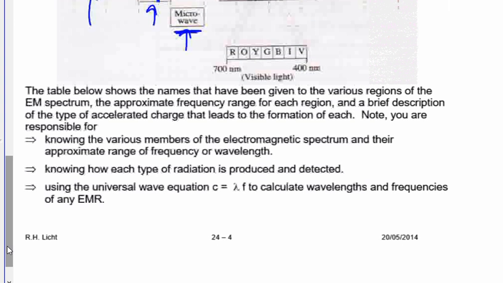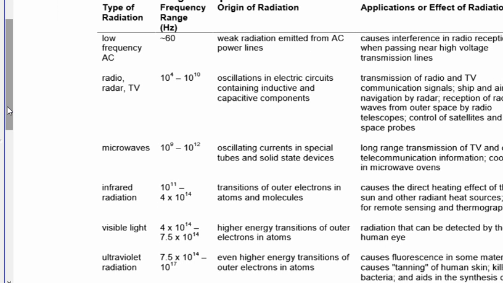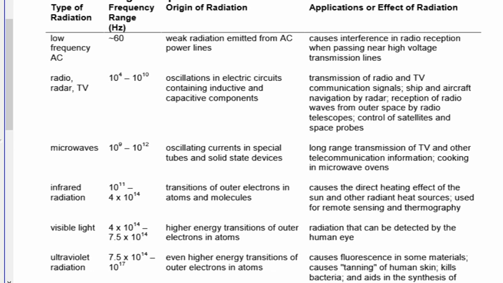So, like I said, you're going to be responsible for knowing some of those, or all of them, knowing how each type of radiation is produced and detected. That's on the next page. And then using the universal wave equation, so c is equal to wavelength times frequency, to calculate wavelengths or frequencies, okay? So this page, I'm going to let you guys read through these ones. So like I said, know these different types, what produces them, and where you'll find them. That is going to be in that one.